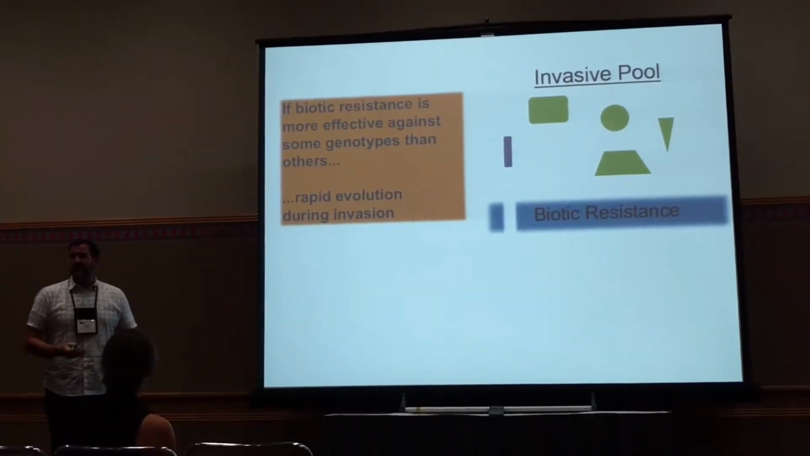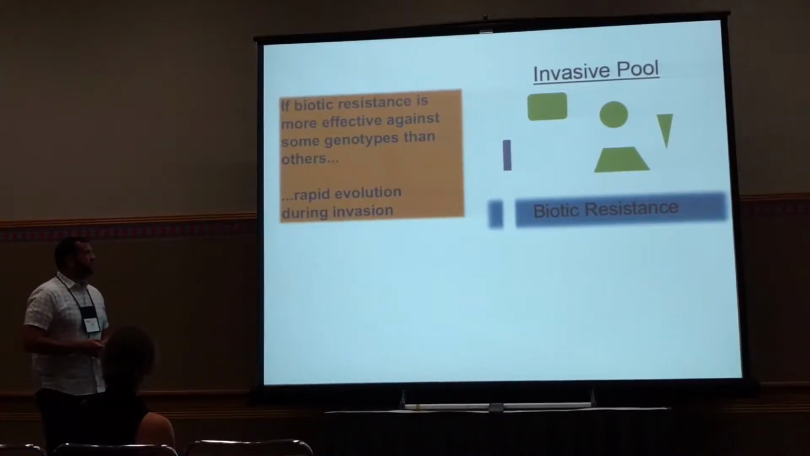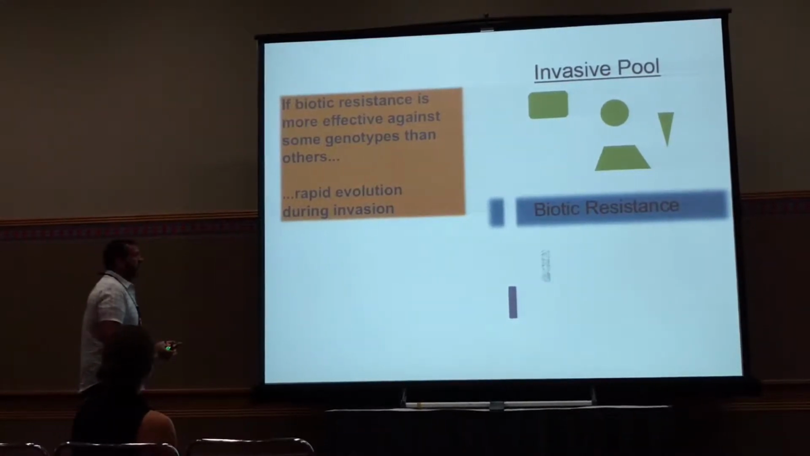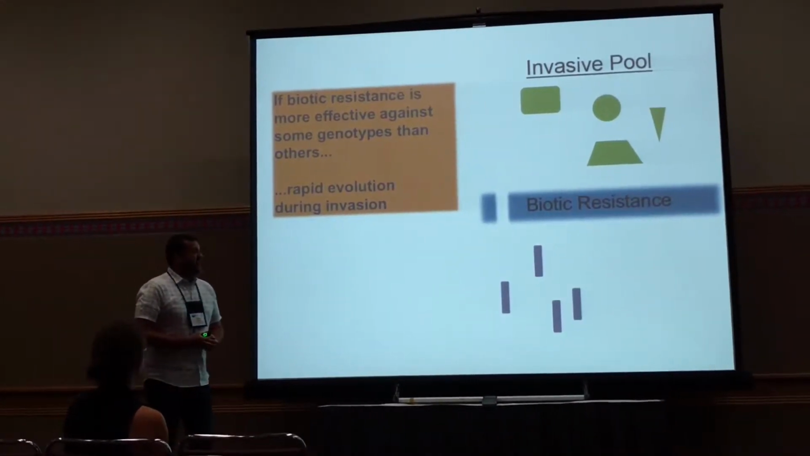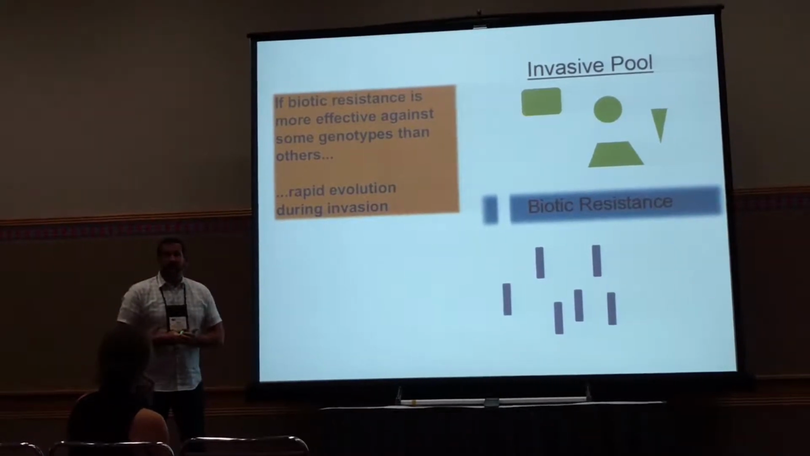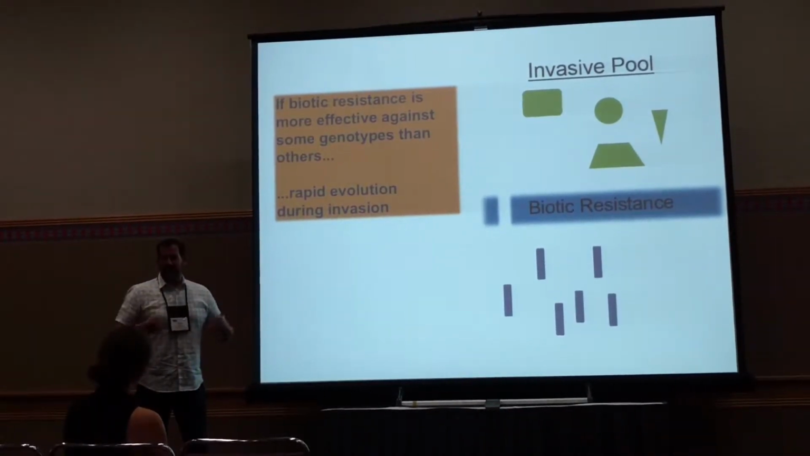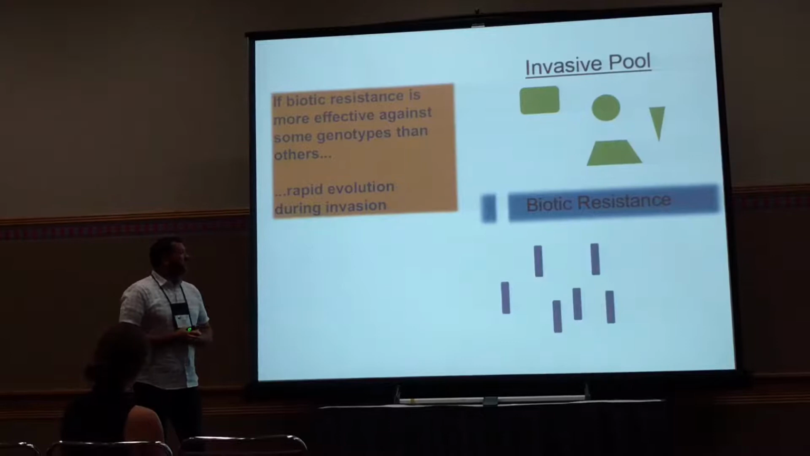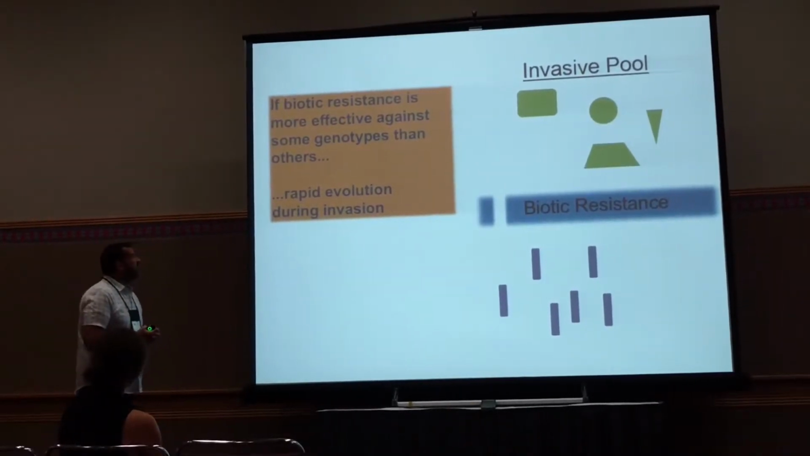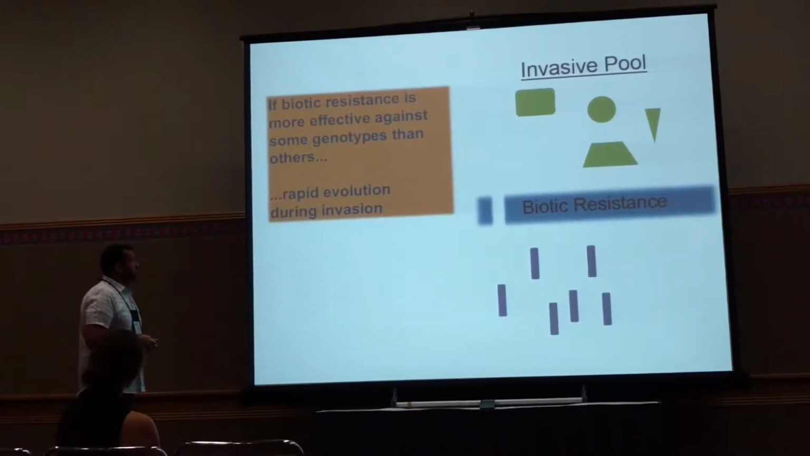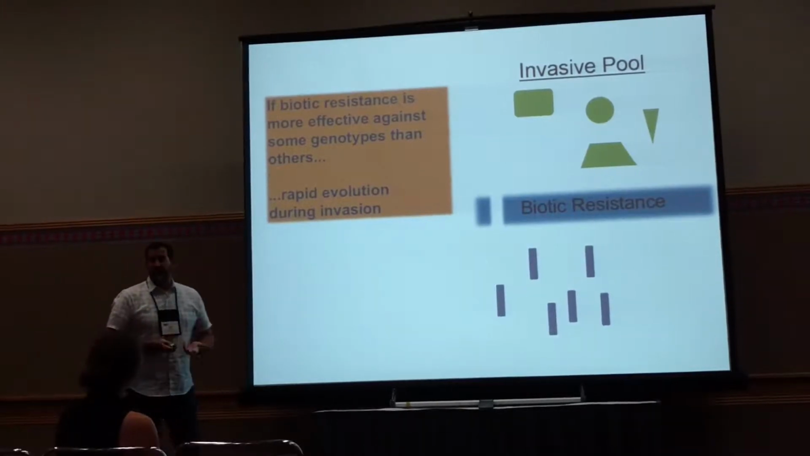So if we think about that pool of invaders coming in, that biotic resistance might be variable in who it's resistant to. And so maybe some genotypes can pass through that biotic resistance, and that's effectively selection, right? Some genotypes make it through, they're the ones that survive and reproduce into the next generation. And so that biotic resistance might provide some selection on those invasive species, and that's where we would see this rapid contemporary evolution.